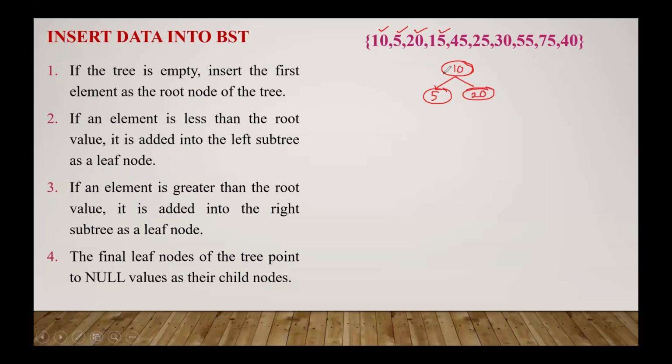Next element 15. 15 is greater than 10, so it will move to the right side. As a leaf node, again this node we have to consider as a root. So 15 is less than 20, so it goes here as 15.